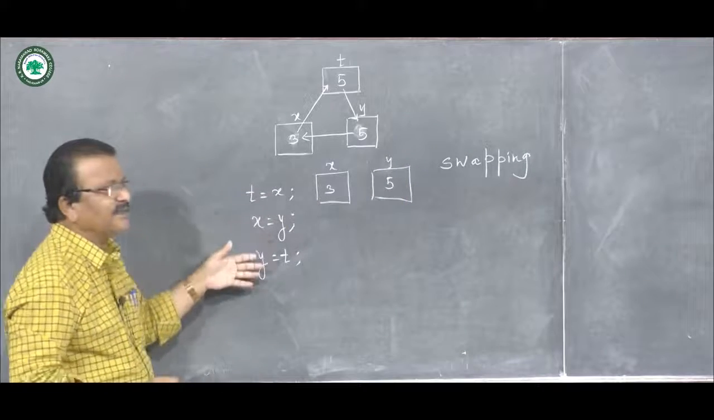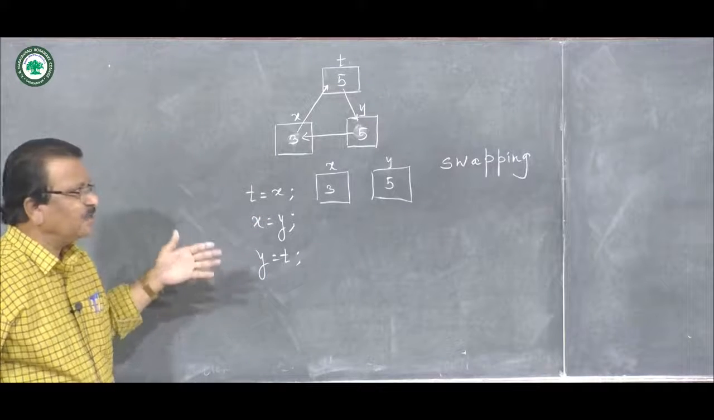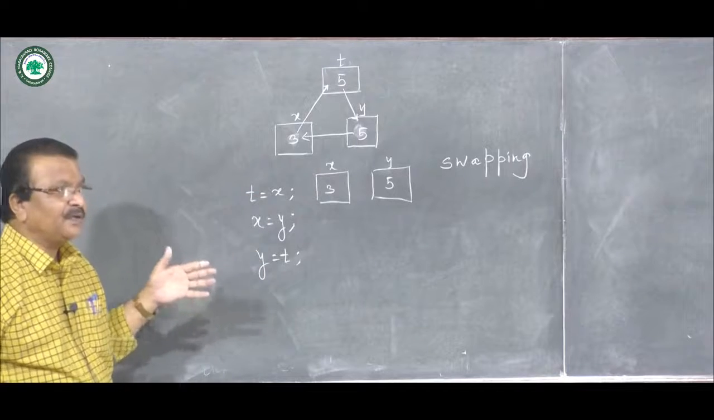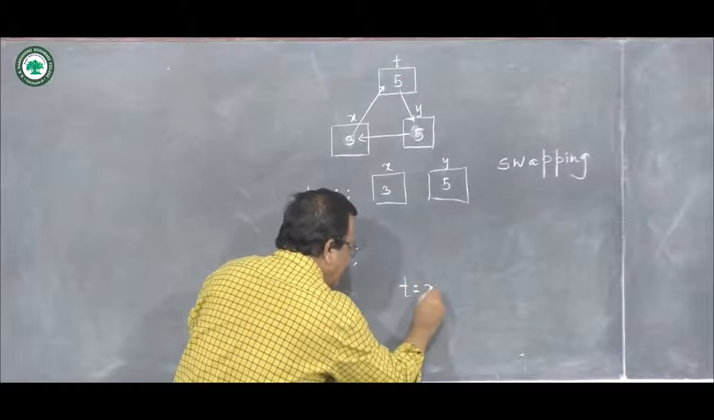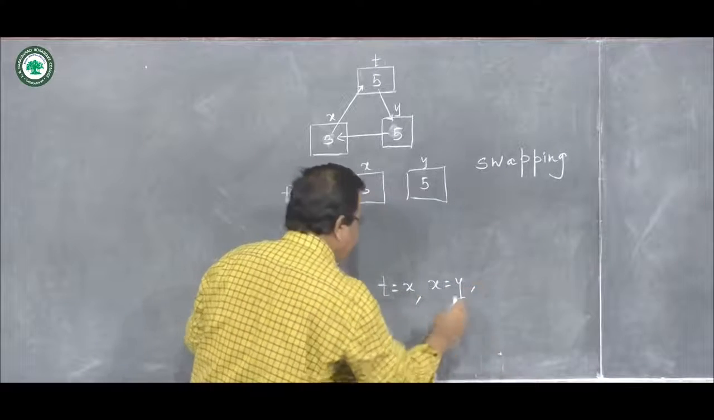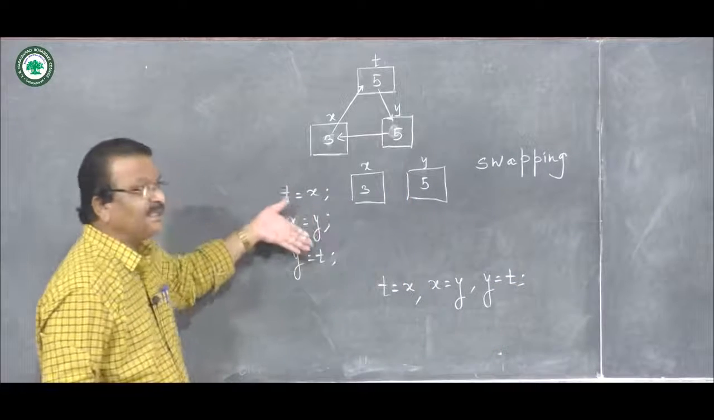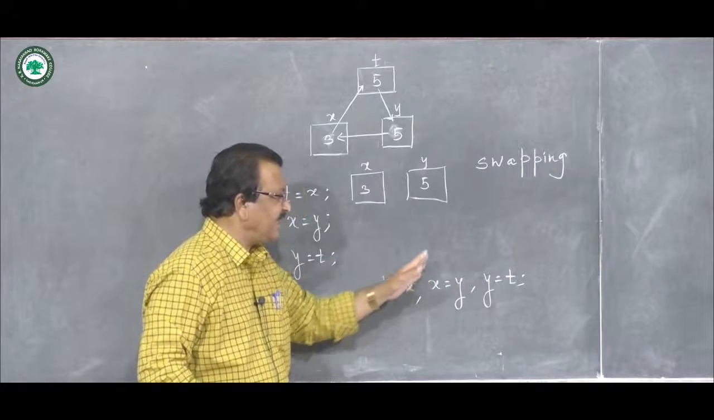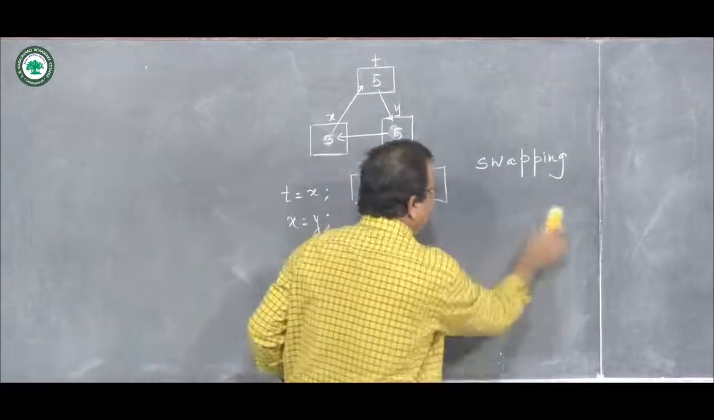And these are three similar, related statements. So what the comma operator will do is that three related expressions can be written in a single statement. And this is how I am writing it: t equal to x, comma, x equal to y, comma, y equal to t. So instead of these three separate statements, I have just a single C statement where related expressions are separated by commas. This is another use of the comma operator.